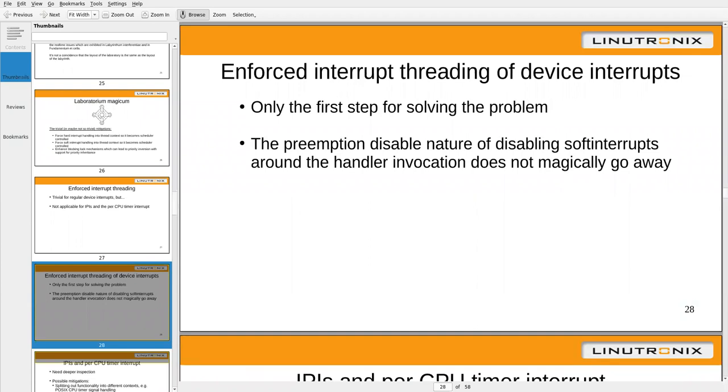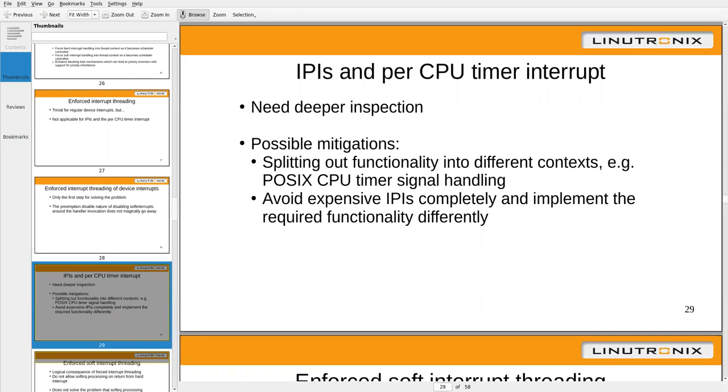So let's just look at enforced interrupt threading of device interrupts. It's really only the first step for solving the problem. Because we have to preserve the semantics and we have to disable soft interrupt processing while the forced threaded handler runs. And as soft interrupt disabling requires preemption disable, we only have solved a very, very small part of the problem by that. So IPIs and the per CPU timer interrupt, they need deep inspection. There are possible ways to solve that. So we really have to audit the code paths.